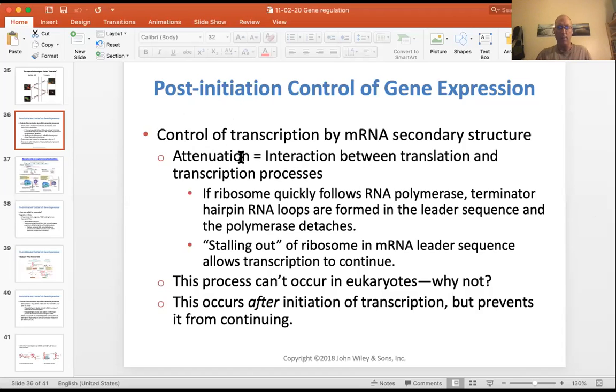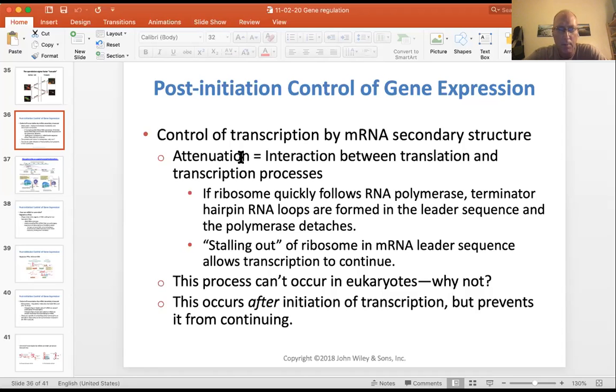And these are going to be mechanisms that I'm going to tell you about that are controlled by structures in the messenger RNA. So the first one we want to talk about is a process called attenuation. And this actually involves translation and transcription actually interacting with each other.